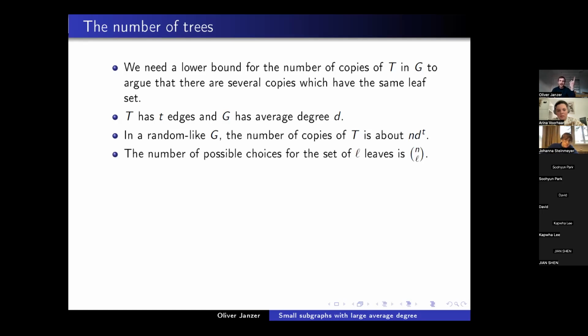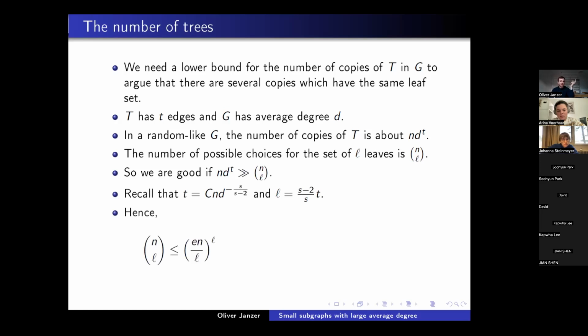And the number of possible choices for a set of L leaves is n choose L. That's just obviously true. So what we need to check is that this number of trees is bigger than this number of possible sets of leaves. And now we just plug in what these values were. And n choose L is estimated by this usual formula. We plug in the formula for L in terms of t, and then we plug in the formula for n. Not super interesting to go through the computation, so I'll just leave it like this. N choose L is at most d to the t for these parameters. And that means that you will indeed have many trees with the same set of leaves. That's good. So the heart of the argument does work.